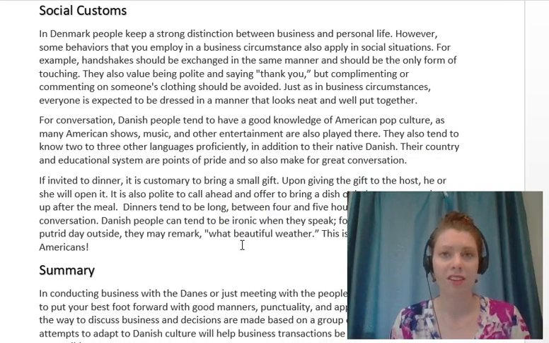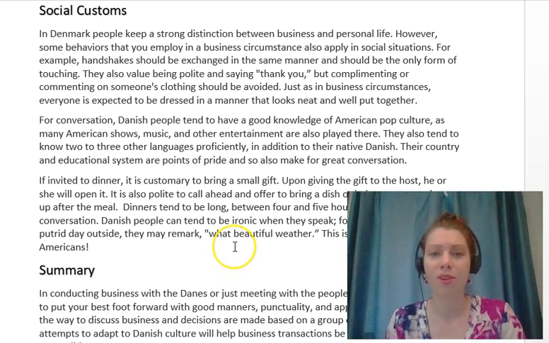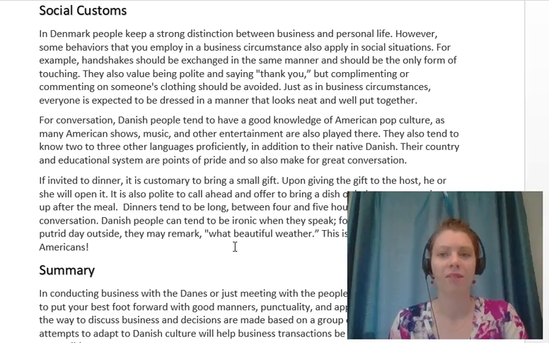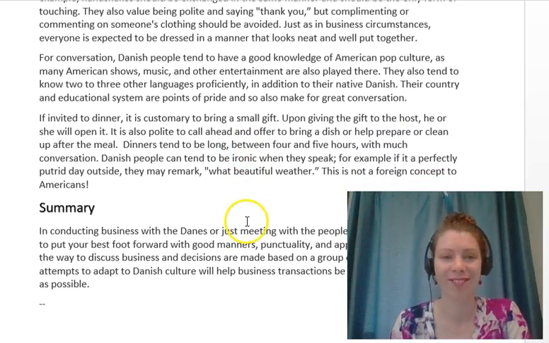For conversation, Danish people tend to have a good knowledge of American pop culture, as many American shows, music, and other entertainment are also played there. They also tend to know 2 or 3 languages proficiently, in addition to their native language. Their country and educational system are points of pride, and so they also make for great conversation.